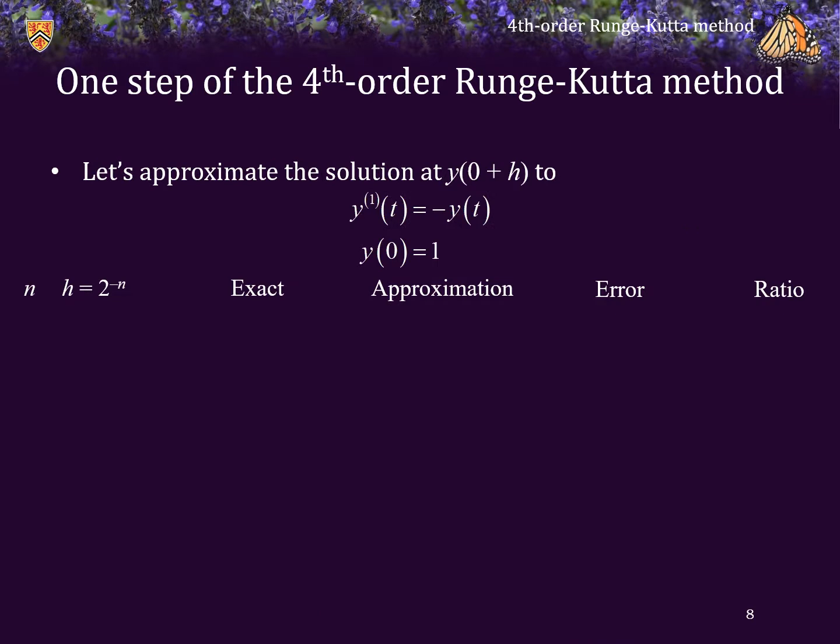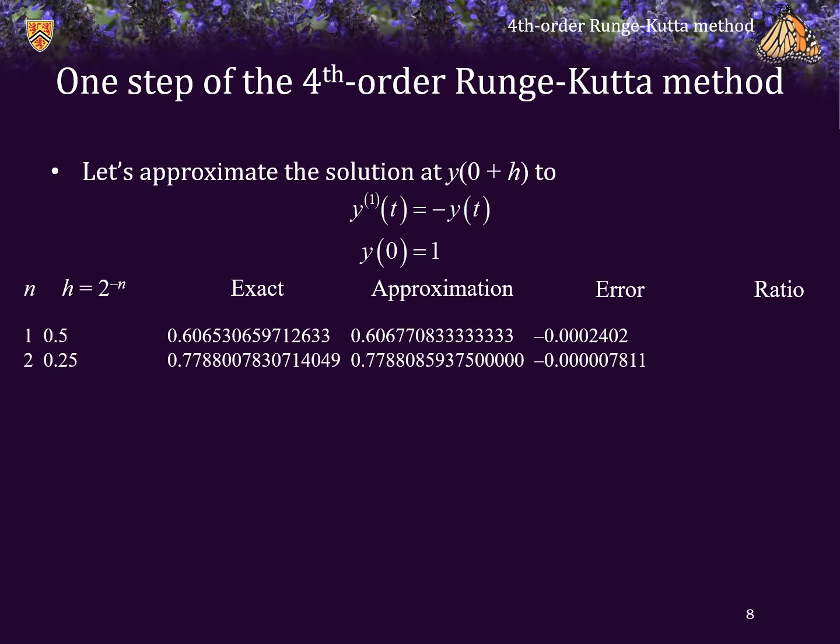So let's approximate the solution of this initial value problem at 0 plus h for successively smaller values of h. We will divide h by 2 with every single step, and we will see how the error is reduced. So with h is equal to 0.5, we notice the error is already quite small. With 0.25, the error has shrunk even more, and the ratio is 0.0325.